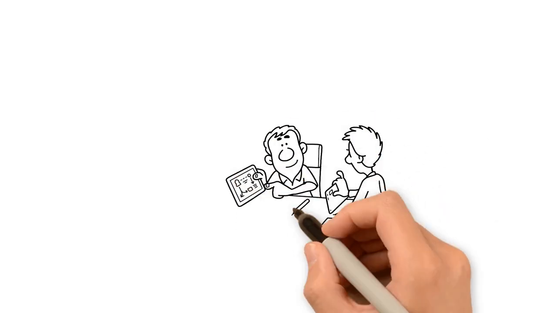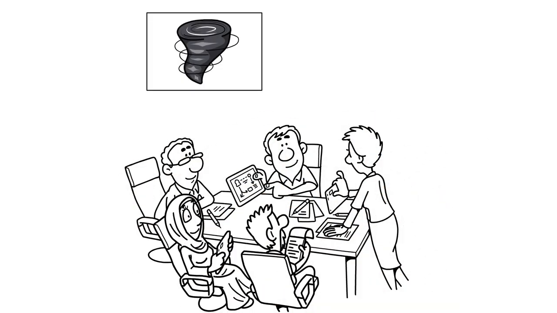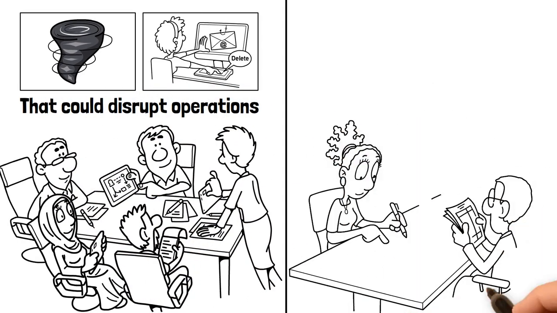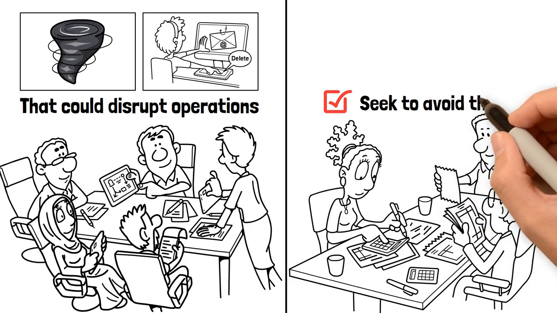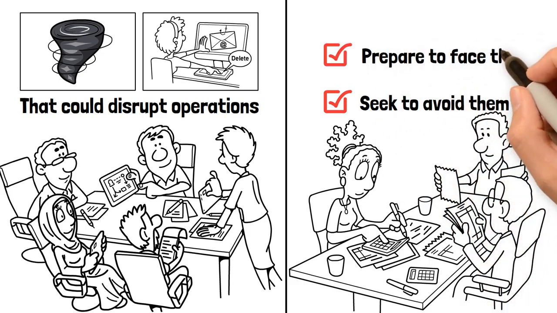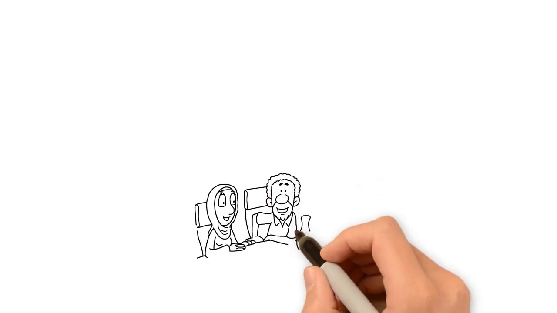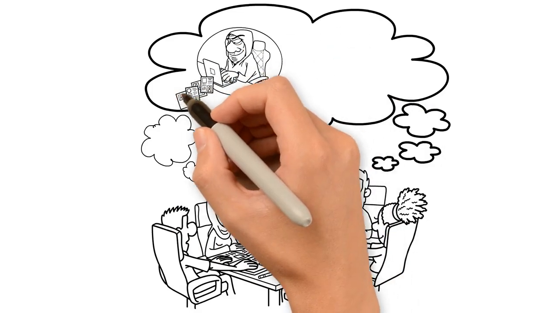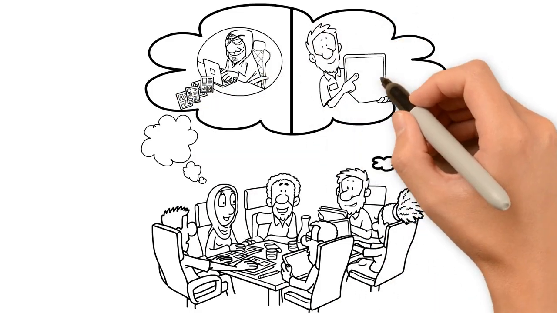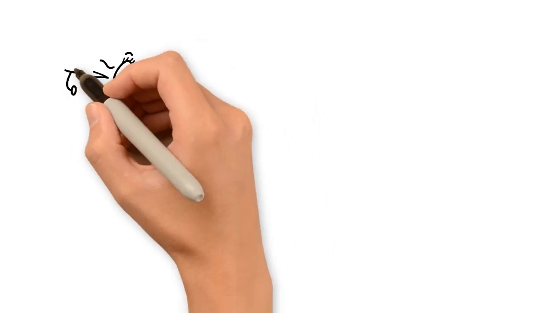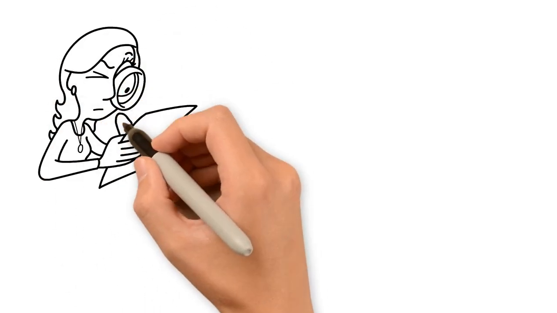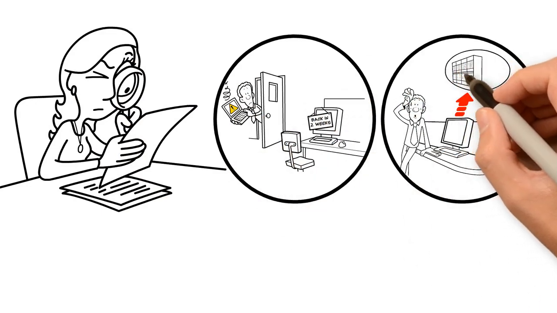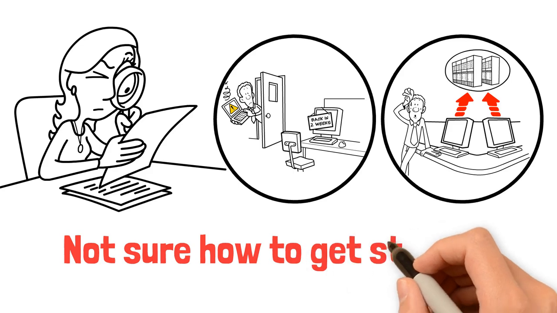When building organizational resilience, it's crucial to focus on those stressors or triggers that could disrupt operations. By understanding these triggers, you can seek to avoid them, or prepare to face them if they're unavoidable. A risk assessment doesn't just identify risks, it also helps you evaluate their potential impact so you can make informed decisions about where to strengthen your operations. Once you understand how impactful a specific risk could be, given your current vulnerabilities, you'll be in a better position to tackle it effectively. Not sure how to get started?